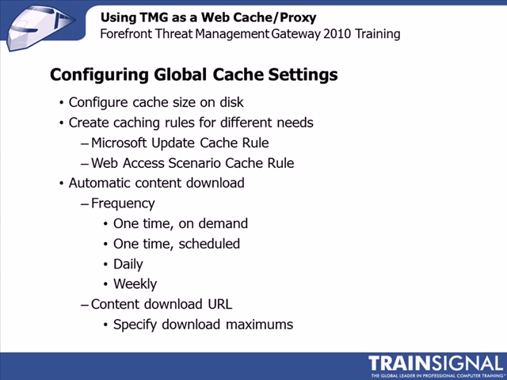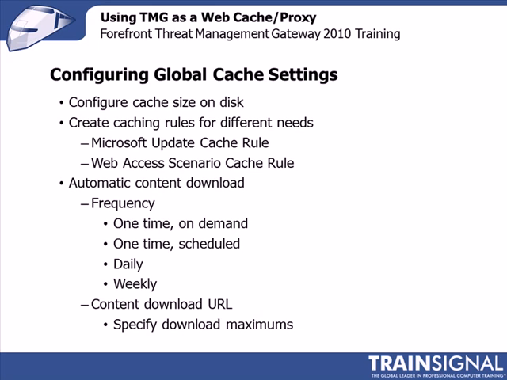You can also create caching rules to meet different business needs. Out of the box, there are 2 rules that are automatically created on your Threat Management Gateway system. We'll be looking at these in more depth a little bit later, but they're called the Microsoft Update Cache Rule and the Web Access Scenario Cache Rule. And then, for the most ease of use, you can have an automatic content download scheduled for your users. What this means is that your users will have content that's always delivered from the cache in general if you've automatically downloaded it for them.